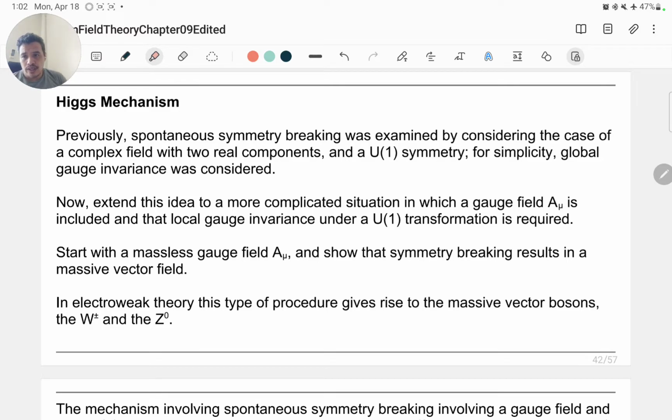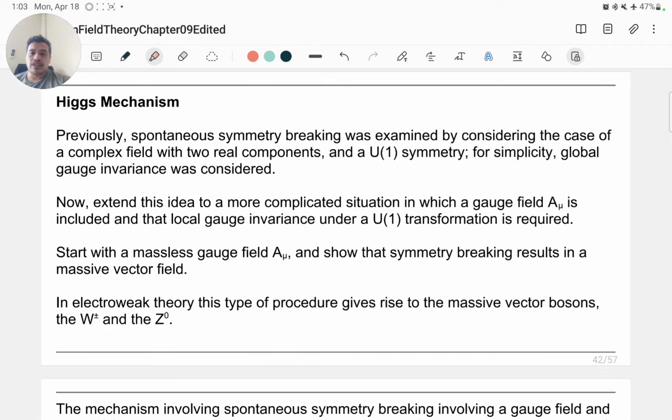So at this point, we have learned about spontaneous symmetry breaking, generating the mass of a particle. This time we will look at the Higgs mechanism, where it will generate the mass of a vector boson, or the particle that results from a massless gauge field.